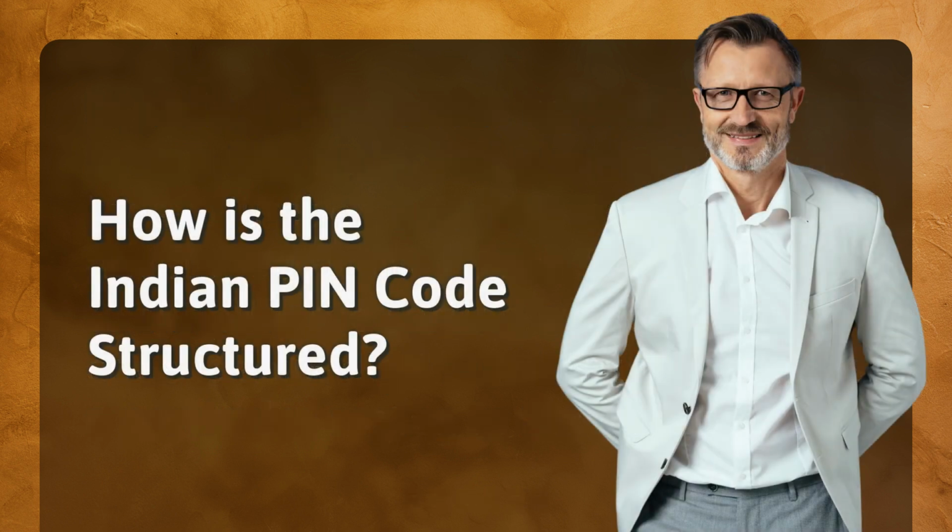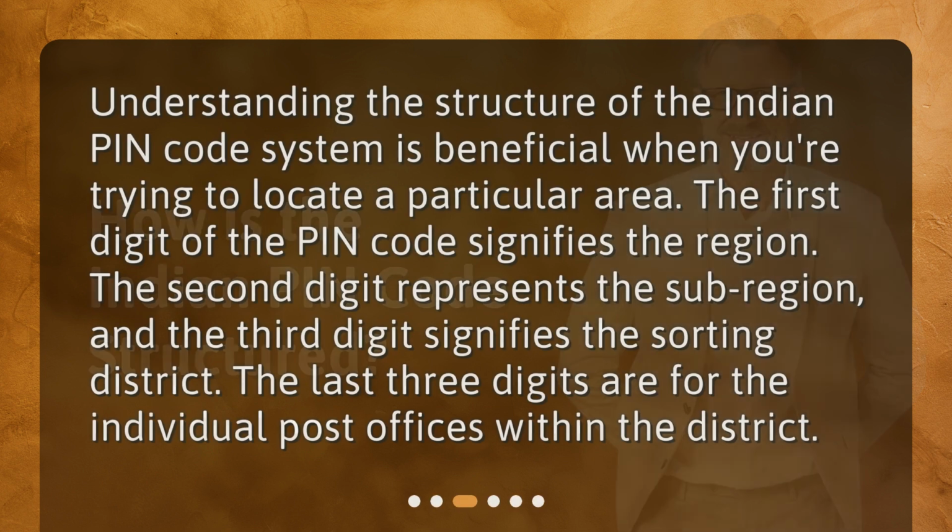How is the Indian PIN code structured? Understanding the structure of the Indian PIN code system is beneficial when you're trying to locate a particular area. The first digit of the PIN code signifies the region. The second digit represents the sub-region, and the third digit signifies the sorting district. The last 3 digits are for the individual post offices within the district.